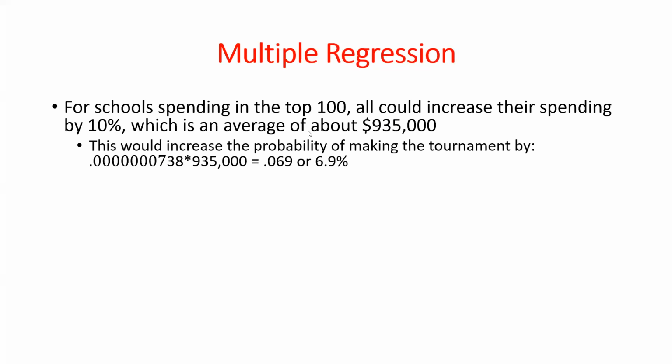So the effect for them, if they increase their budget by 10%, or $900,000, would be that 0.00000738 times, that was the effect of $1. So for the effect of $935,000, you just multiply that.